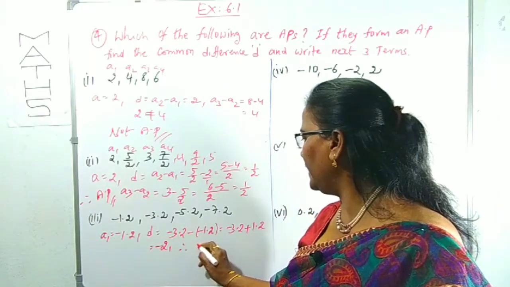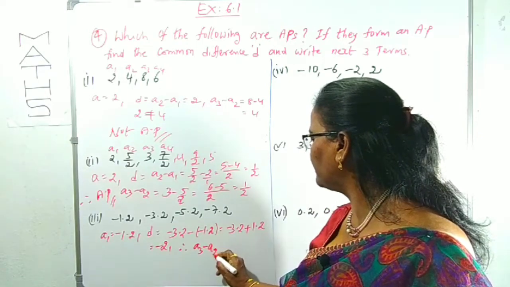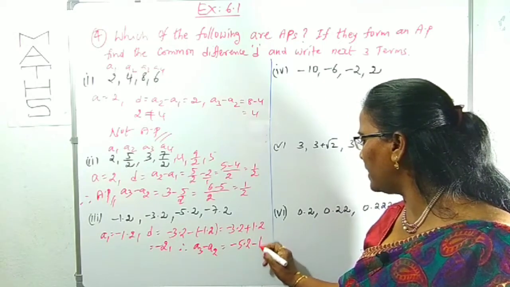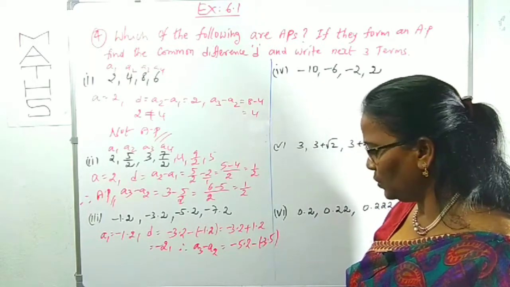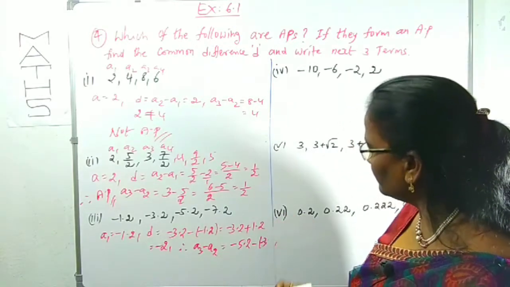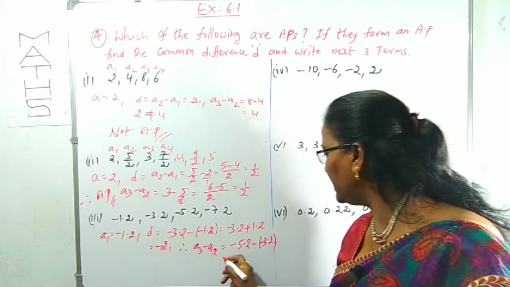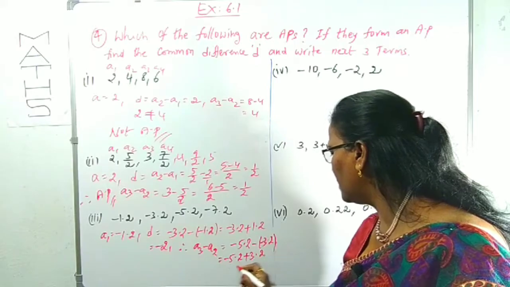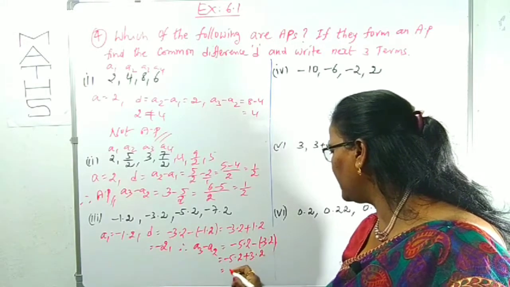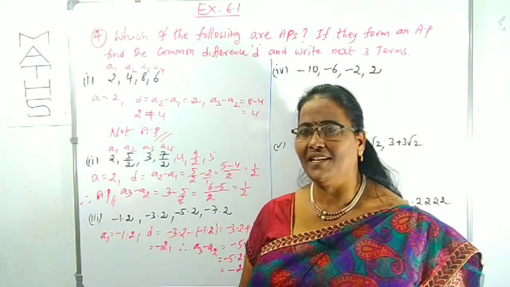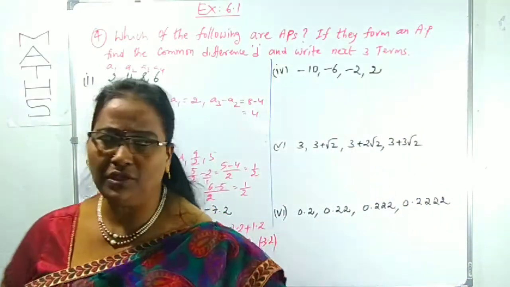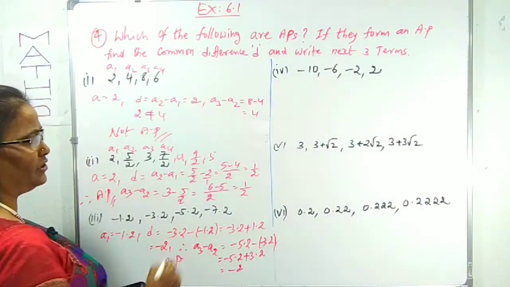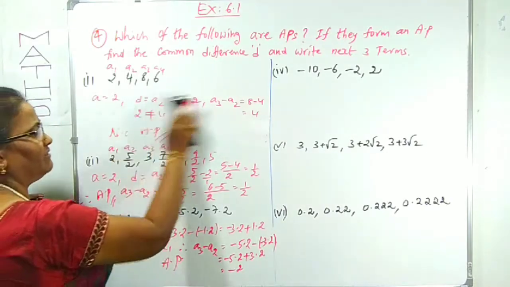Now similarly, if you take A3 minus A2: A3 is minus 5.2 minus of minus 3.2. It will be minus 5.2 plus 3.2, which is minus 2. Right. It is clearly which series? AP series. It is an AP, so we can find out the next 3 terms. Clear? I will remove this.